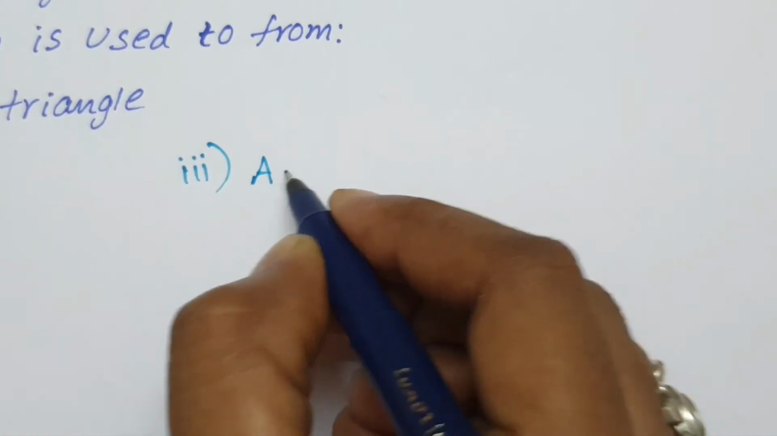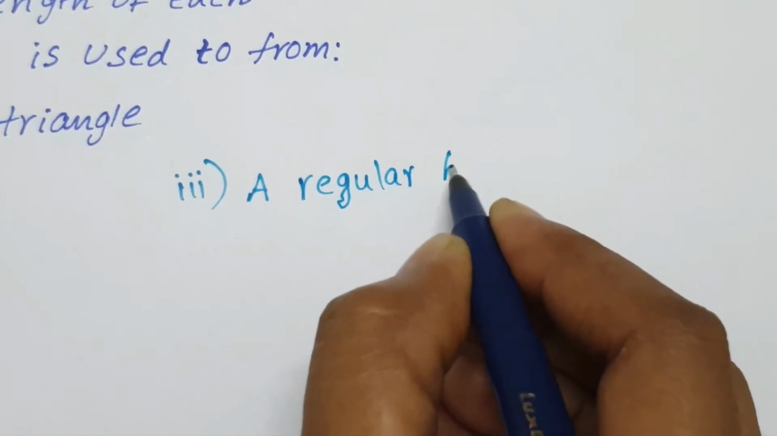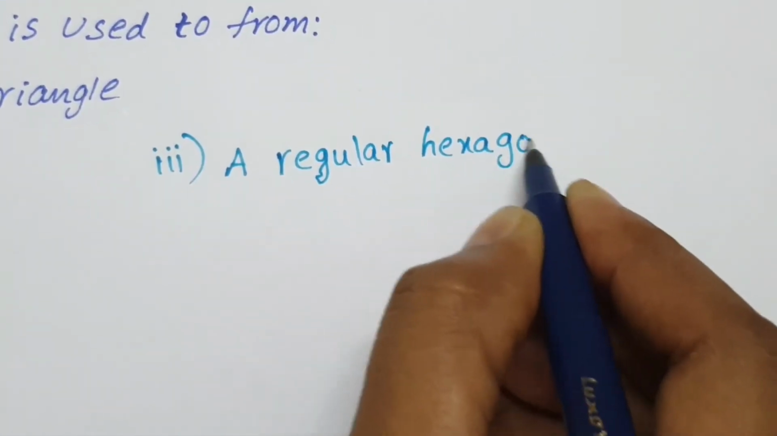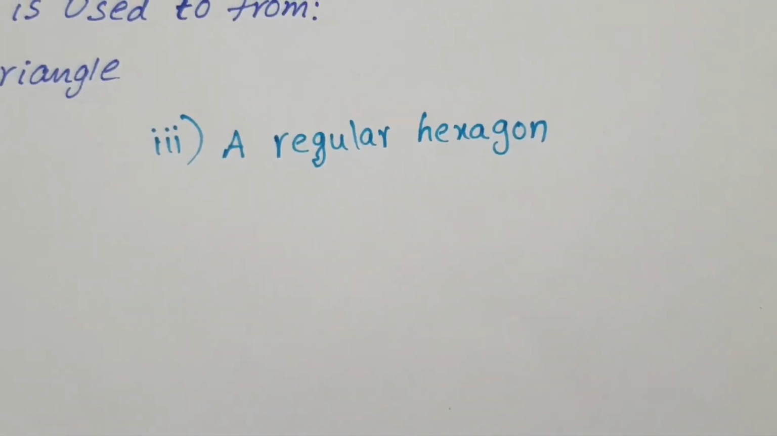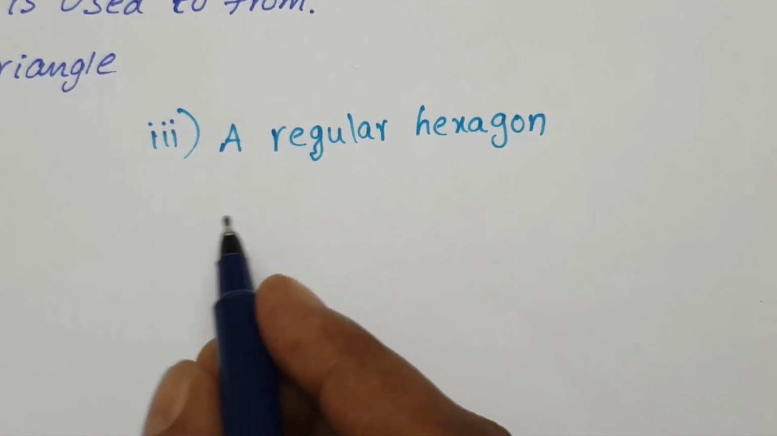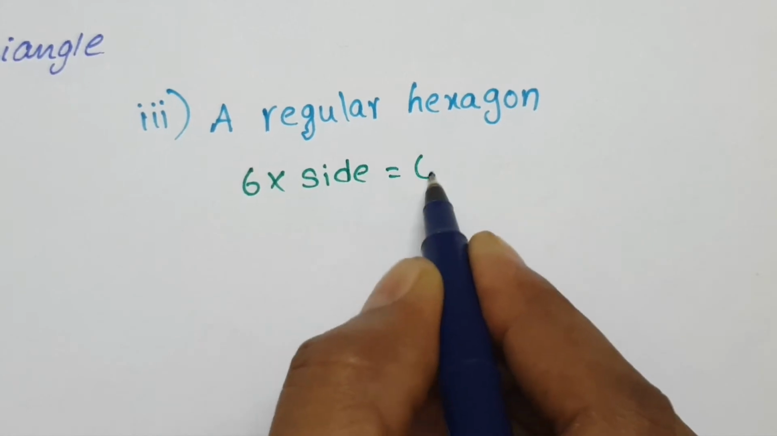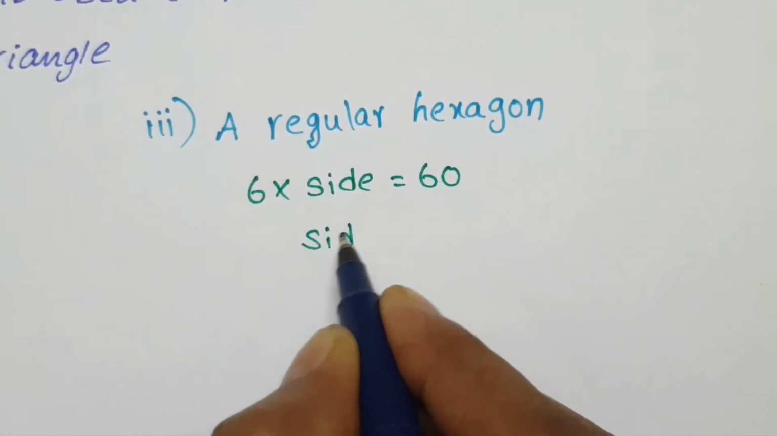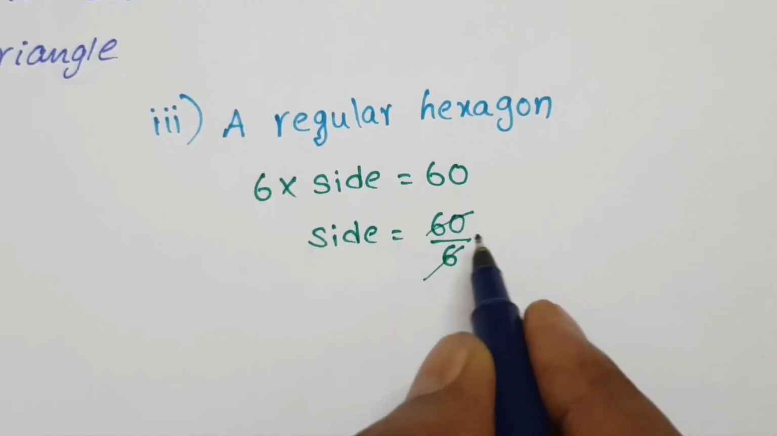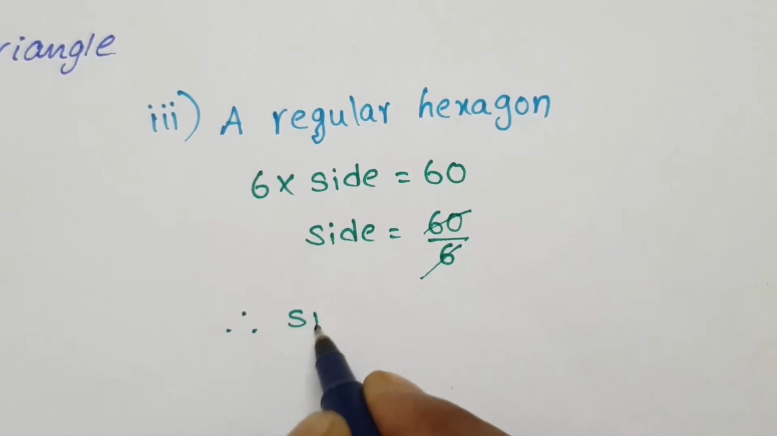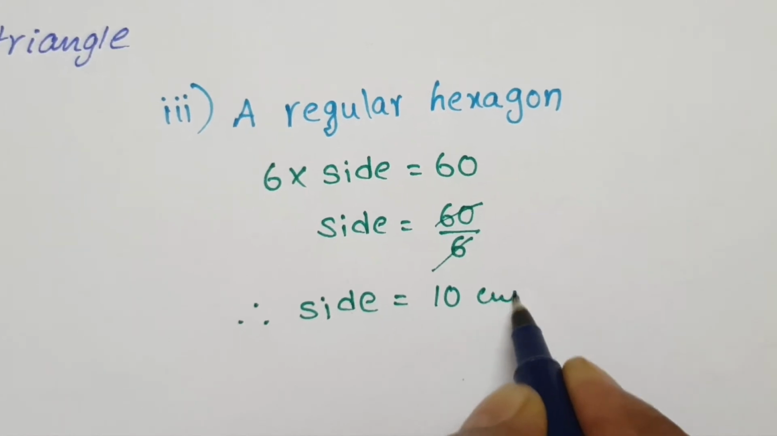Third one, a regular hexagon. Hexagon means we know it has 6 sides. A polygon having 6 sides is called a hexagon. Means 6 into side equal to 60. Side equal to 60 by 6. Do cancellation, 6 tens. Therefore, side of regular hexagon equal to 10.